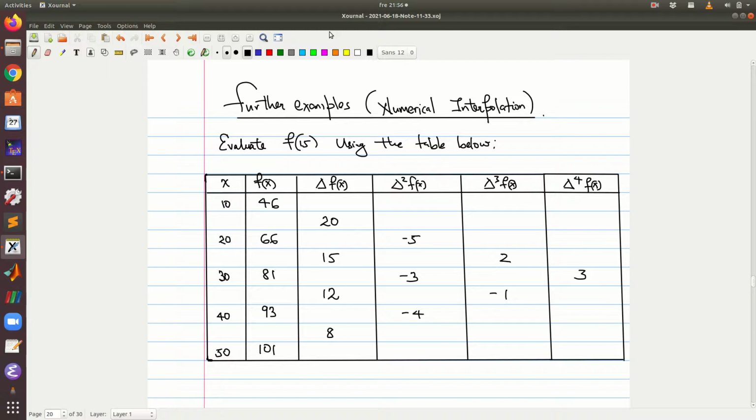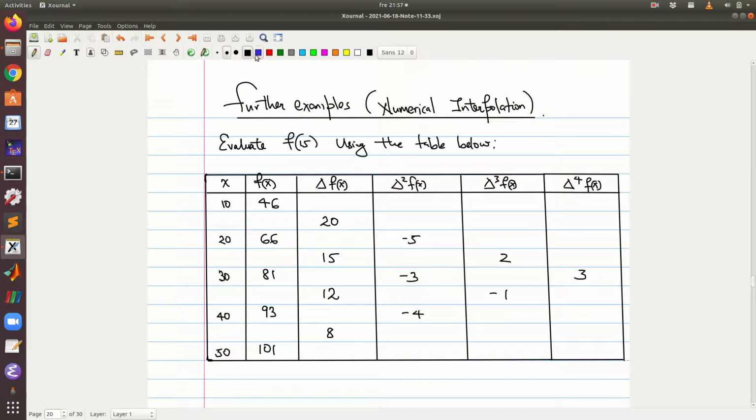Hi and welcome to this video where I would like to look at further examples of numerical interpolation. So in here, just to save time, I already drew the table, and we would like to evaluate the function f of x at x equals 15 using the table below.